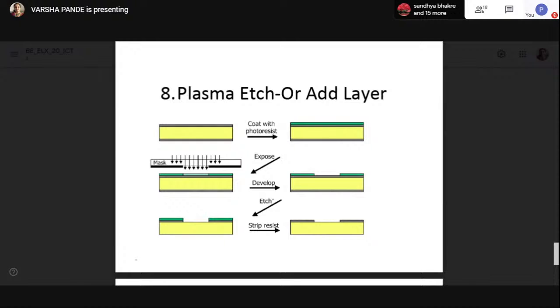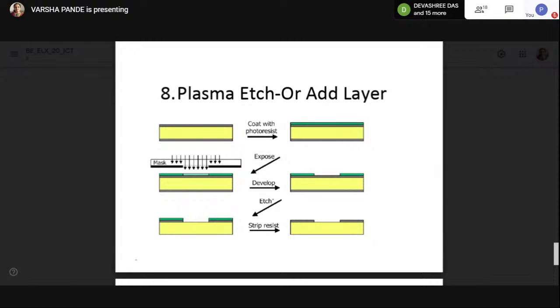Then once the required window is created, through that window you can see in this diagram the etching is done. Etching means the layer below, which is the oxidized silicon dioxide layer, is removed. So that is etching. But sometimes you want to add another layer, then that can also be done. So in the next step you can do either etching or add something.